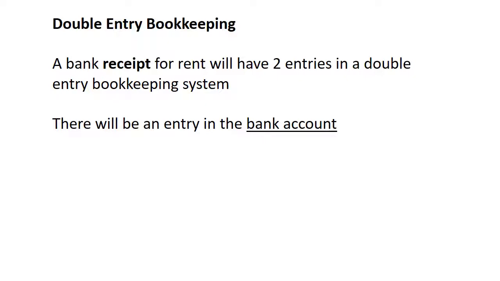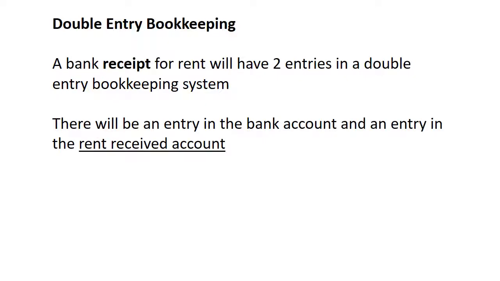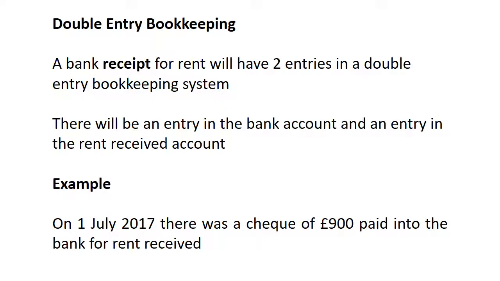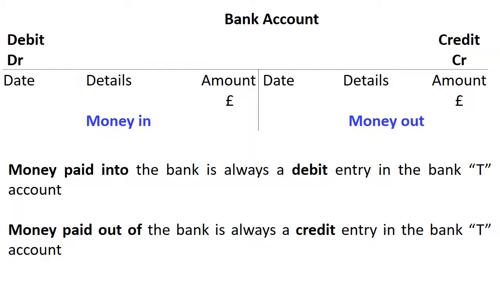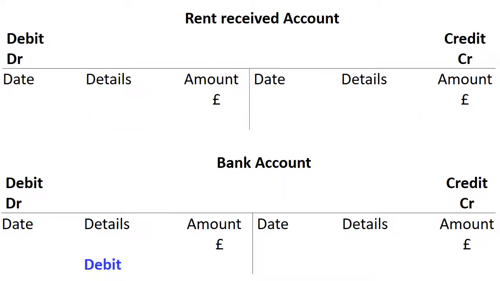We are now going to look at the bank receipt. A bank receipt for rent will have two entries in a double entry bookkeeping system. There will be an entry in the bank account and an entry in the rent received account. In our example, on the 1st of July 2017, there was a cheque of £900 paid into the bank for rent received. Again, a quick reminder, in the bank account the money in is on the debit side and the money out is on the credit side. The money is going into the bank account, so the entry will be on the debit side of the bank account. Therefore, in the rent received account, the entry will be on the credit side.